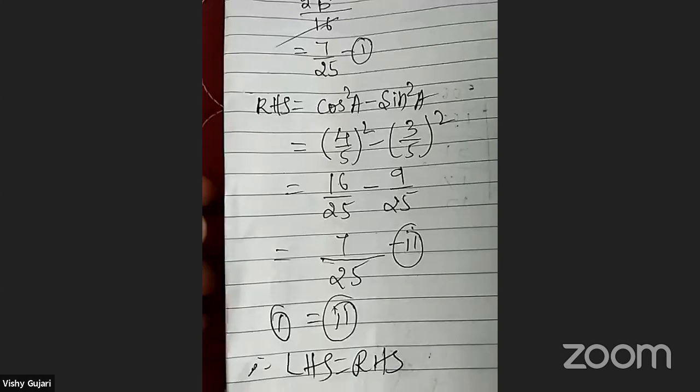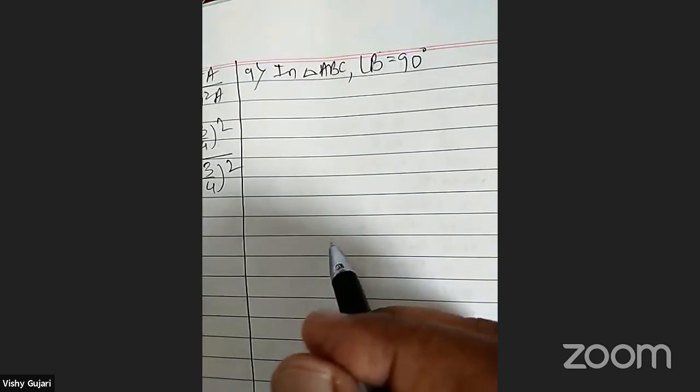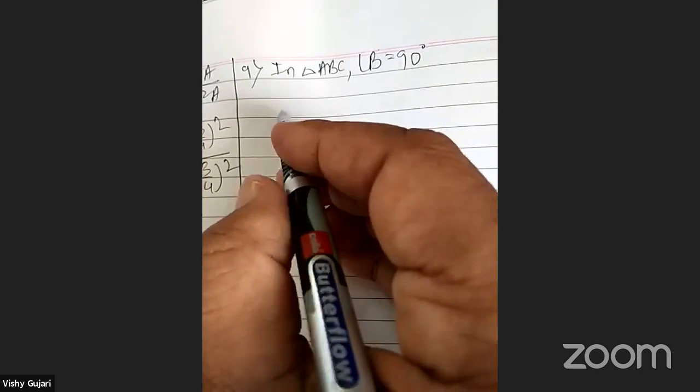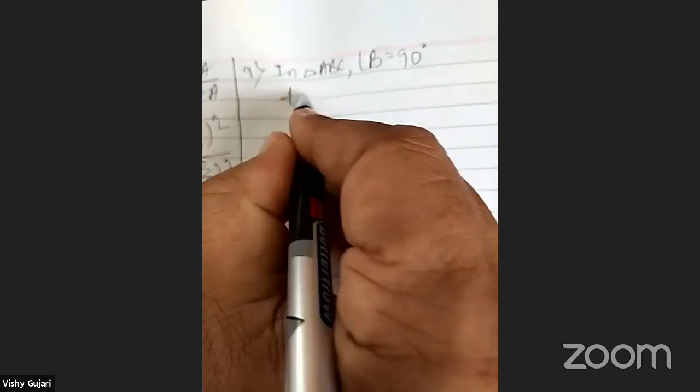Okay. Now moving to the ninth problem. The ninth problem is: in triangle ABC right angled at B, angle B is equal to 90 degrees, tan A is equal to 1 by root 3.